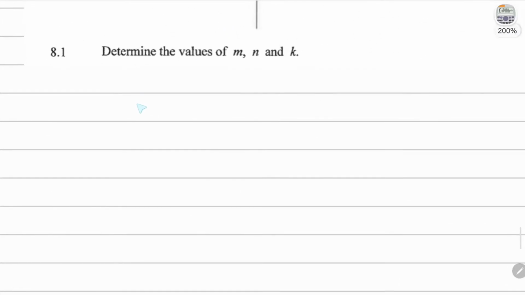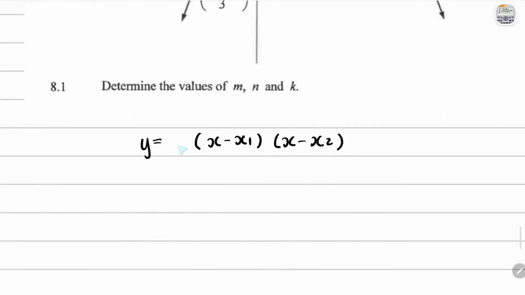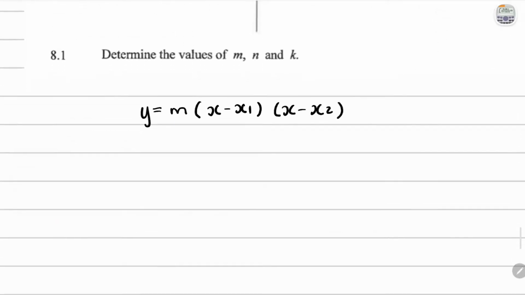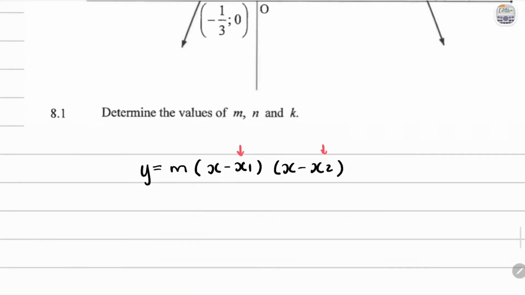So we can go ahead and remember that the original form looks like this. y equals a multiplied by x minus x1 multiplied by x minus x2. But our a value here is m, so we'll just put that as m. So this is what we have, and these would be your x-intercepts. We're going to put down the x-intercepts in there. So our x-intercepts are -1/3 and 1.